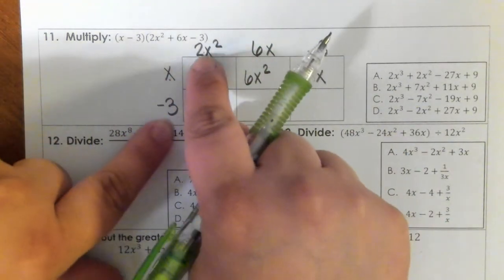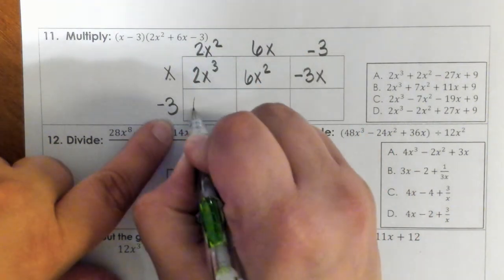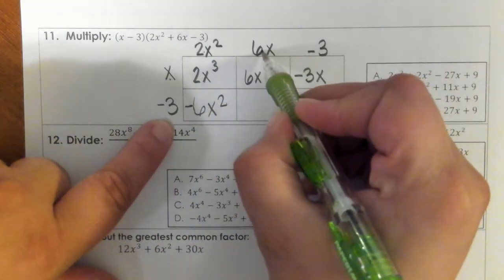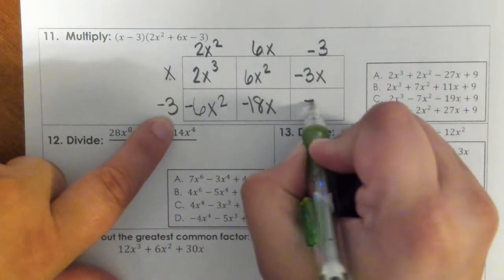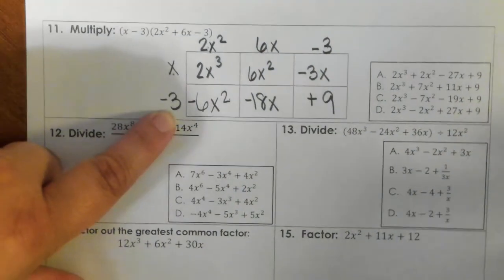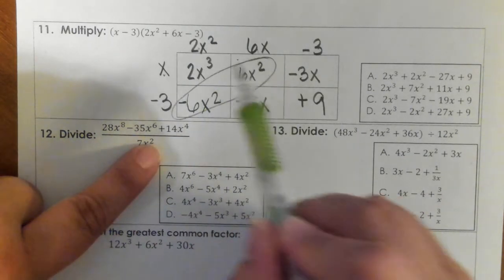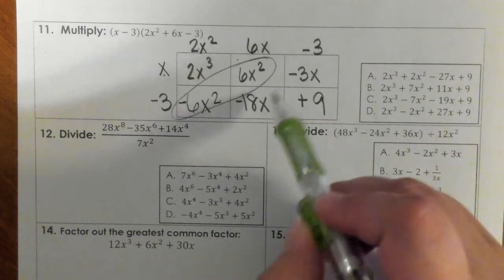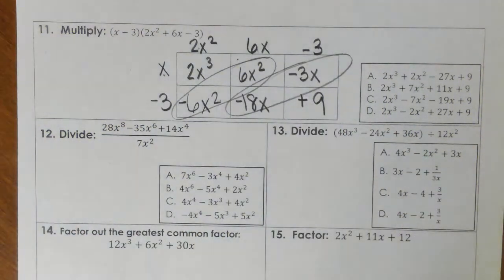Then I'm going to do negative 3 times each one of these. So negative 3 times 2 would be negative 6x squared. Then that would be negative 18x. And that would be a positive 9. So, diagonals, do they match exponents? Yes. Yes, again. Okay.